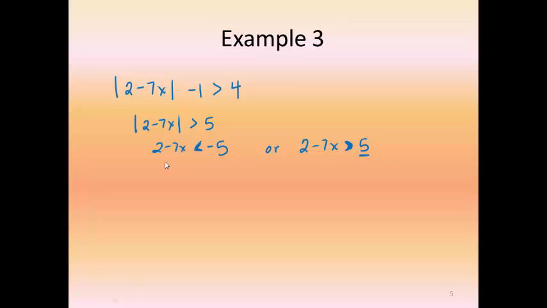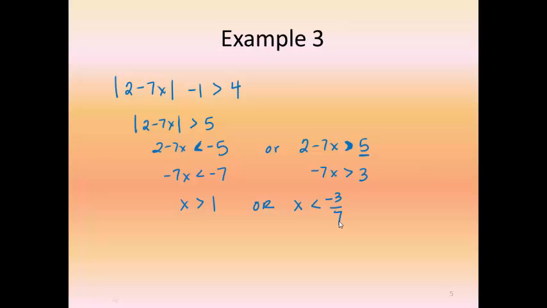Okay, so we'll solve both of those by subtracting 2 from this side, giving me -7x. When I divide by -7, I actually have to switch my symbol. Don't forget, that gives me x is greater than 1. Or, over here when we subtract 2, we get -7x is greater than 3. When we divide by -7, we get x is less than -3/7.